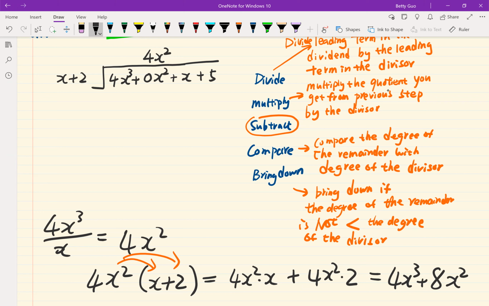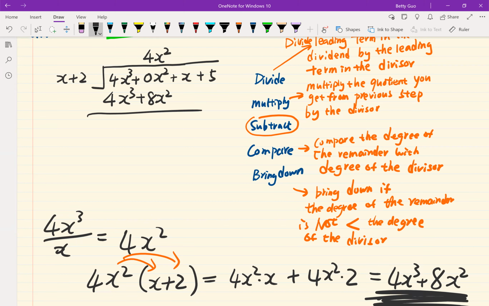We didn't write the detail. Let me tell you how we process that step. We got a product here, right? 4x cubed plus 8x squared. We are going to put that product right under the dividend. Again, make sure all the terms vertically are aligned. And then we're gonna subtract. Let me explain subtract what from what. We are going to subtract the product from the terms right above it.